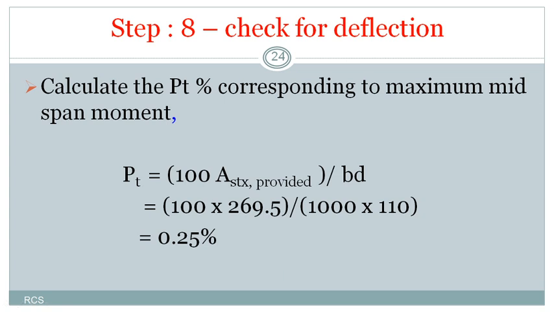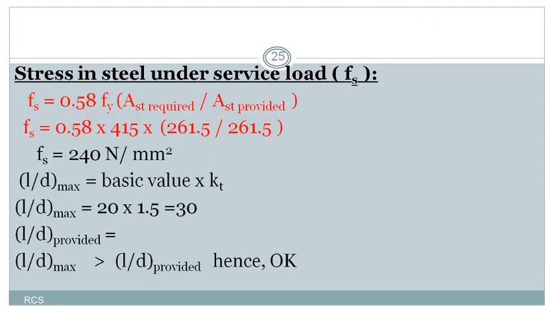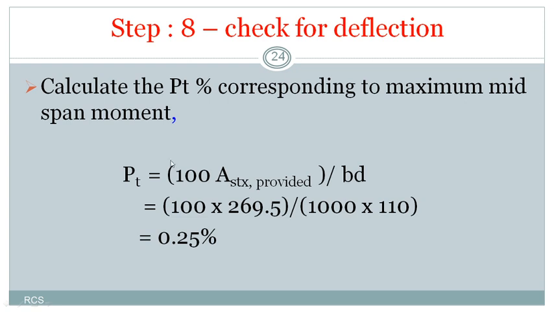So now we check the deflection of the slab. For the slab to be safe against deflection, it has to fulfill the codal condition. The codal condition values depend upon the percentage of steel used, and Fs, the stress under service load. The percentage of steel can be calculated as 100 AST provided by B into D. AST provided is 269.5, multiplied by 100, whole divided by 1000 into B. 1000 is the 1 meter width of the slab converted into mm, and the effective depth of the slab is 110.